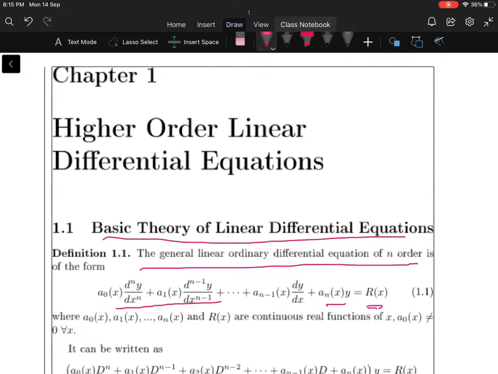It is an nth order linear ordinary differential equation, where n represents the order of the differential equation. So how do we say it is a linear differential equation? We can observe in this equation that the degree of the dependent variable is always 1. You can observe here. If the equation is linear, the degree of the dependent variable is the same.